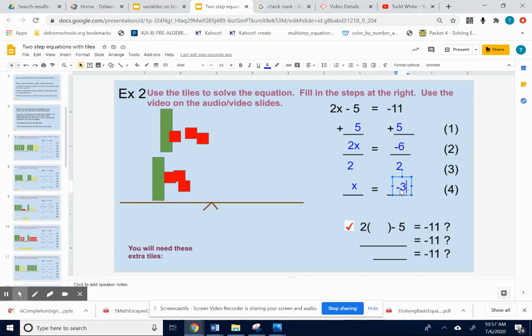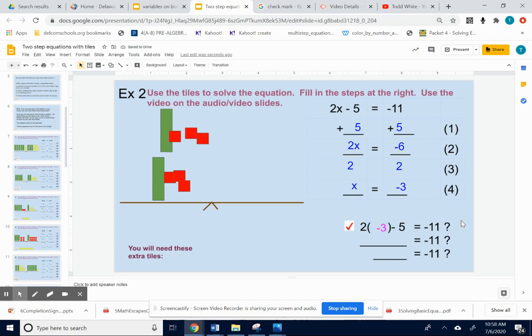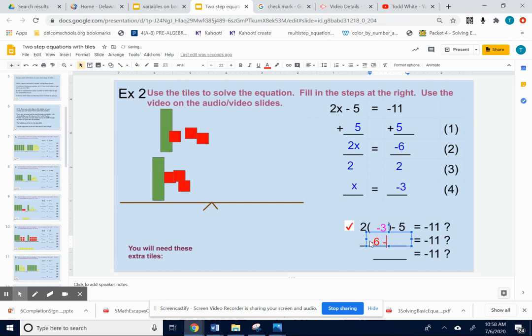Okay, let's check the answer. Let's put negative 3 into the original equation in place of x. So we have 2 times negative 3 minus 5 equals negative 11. We need to make sure that's a true statement. Multiply first: 2 times negative 3. Signs are different, so it's negative 6 minus 5 is equal to negative 11.